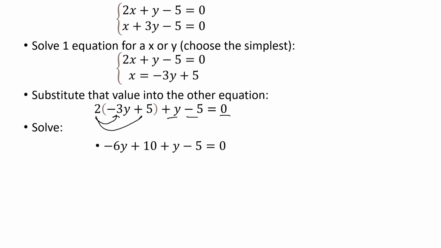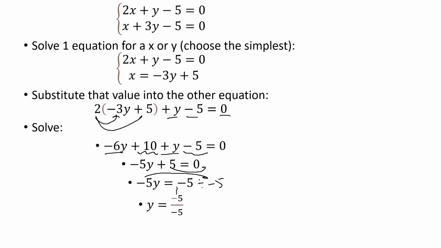Now I'm going to add my like terms. So negative 6y plus y gives me negative 5y. 10 minus 5 is 5 equals 0. Now I'm going to move my 5 over, so I have negative 5y equals negative 5. Now I'm going to move this negative 5 over, and since I'm multiplying it on the left, I'm going to divide on the right. Remember, the sign does not change, only the operation. So y equals negative 5 divided by negative 5, which means y equals 1. There's the first half. Technically, it's more than half of the work, but it's the first half. So let's go on to the next sections and see what we're going to do next.